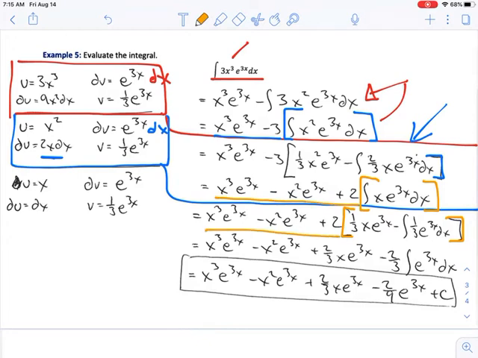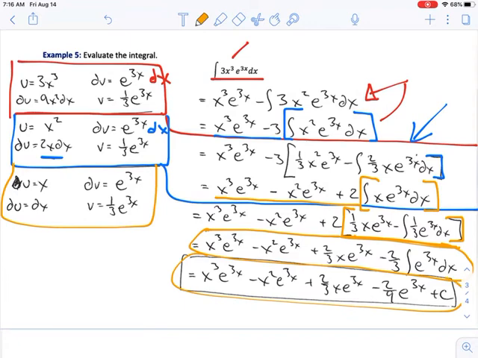And so the third time, hopefully the third time is the charm, we let u be equal to x, du is dx, dv is e to the 3x, and once again, v is 1/3 e to the 3x. Putting all that together in the formula to get this. Simplifying it to get the next step. And then finding the antiderivatives, you end up with your final answer right here.